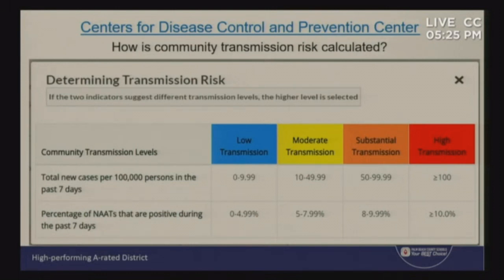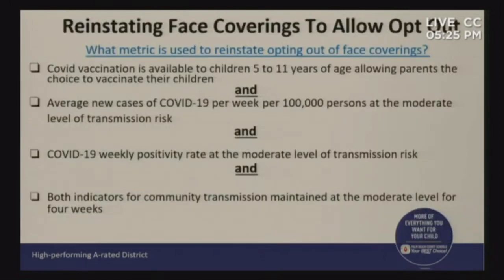It's important to note that if one of these values is in the higher category, you would use that for the transmission level. And we'll talk a little bit more about that in a minute. So based on that information and working closely with our medical professional colleagues, these are the indicators that we'll use to reinstate face coverings to allow in going back to opt-out.